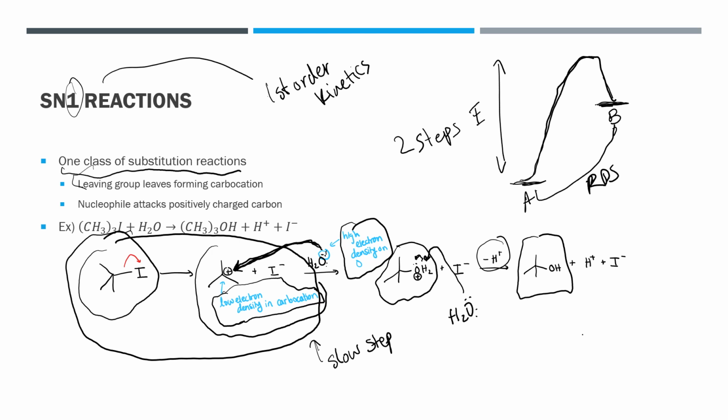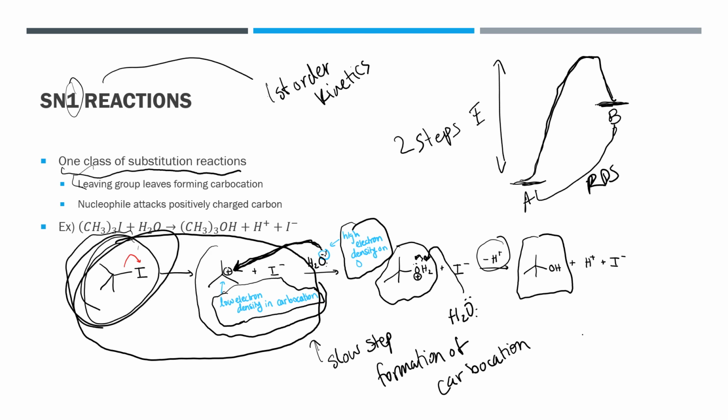So what does that mean, right? The slow step is going to be the formation of carbocation. And so if we look at our reactants for the slow step, we only have one reactant. So if I think about writing my rate law, I have rate equals k, whatever my k constant is, times the concentration of my reactant, which is just one reactant. And so here we can see that this is first order. We only have one reactant, so it's a first order reaction. And that's where we get the 1 from SN1.